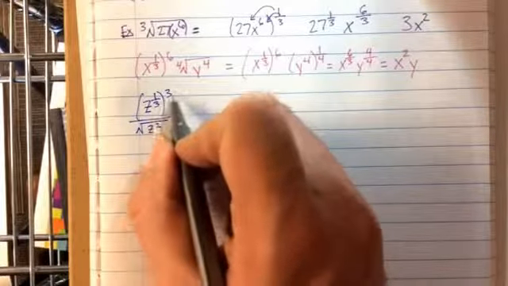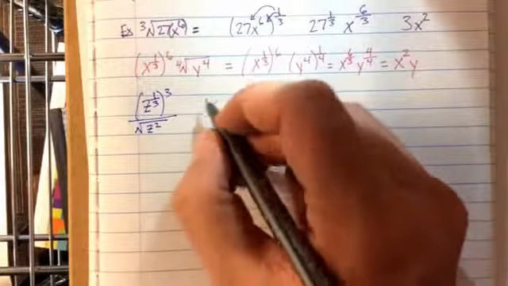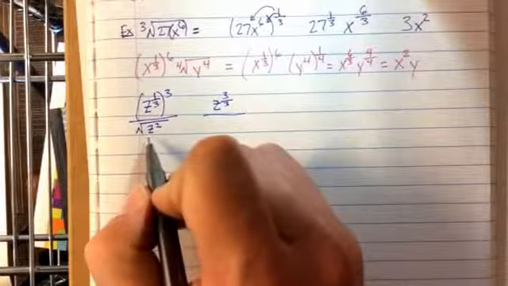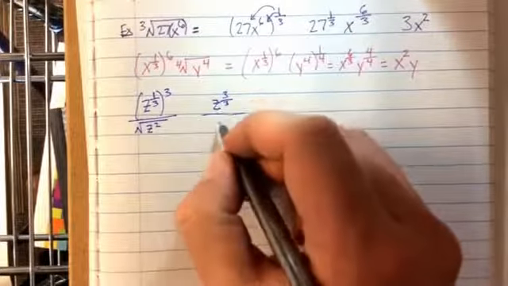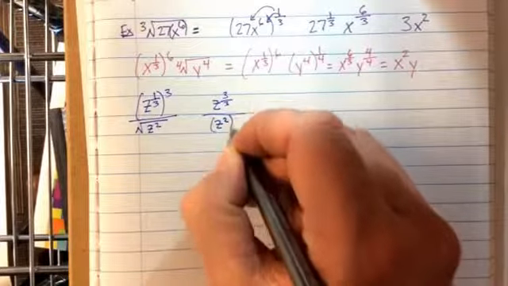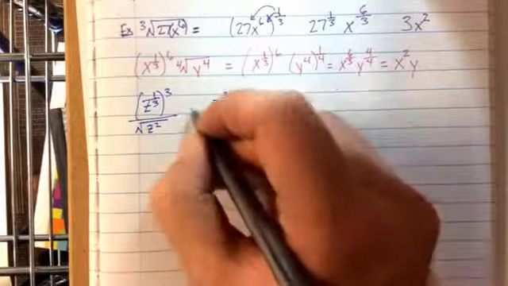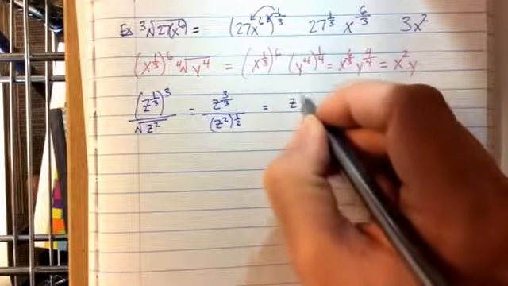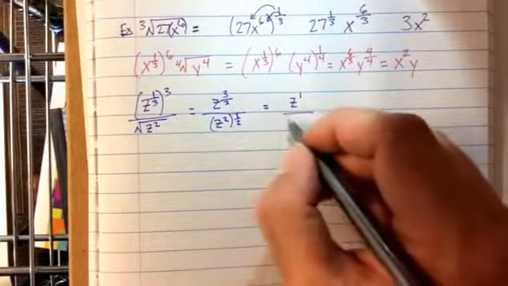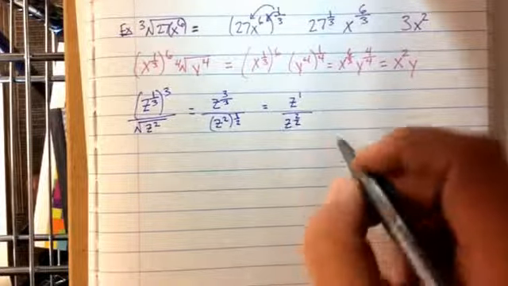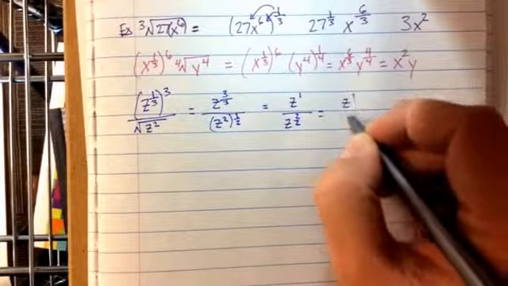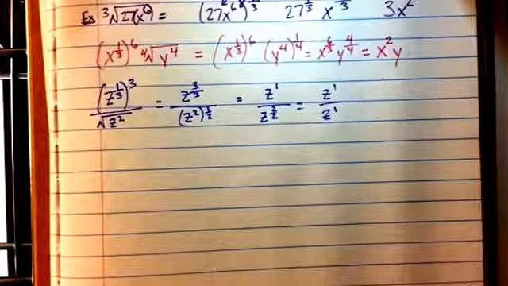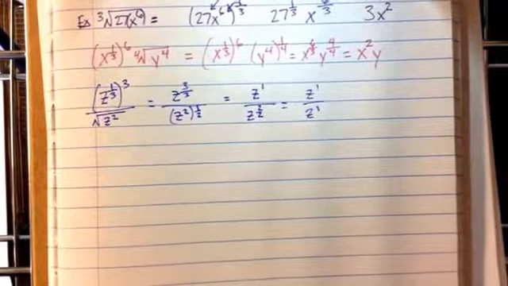So z to the 1/3 cubed, what does that simplify to? Z to the 3/3. Here we have the square root of z squared, which is z squared to the 1/2. So z to the 3/3 is z to the 1st. And then we have z to the 2/2, right? Which is also z to the 1st. And what's our answer? We have z over z equals 1.